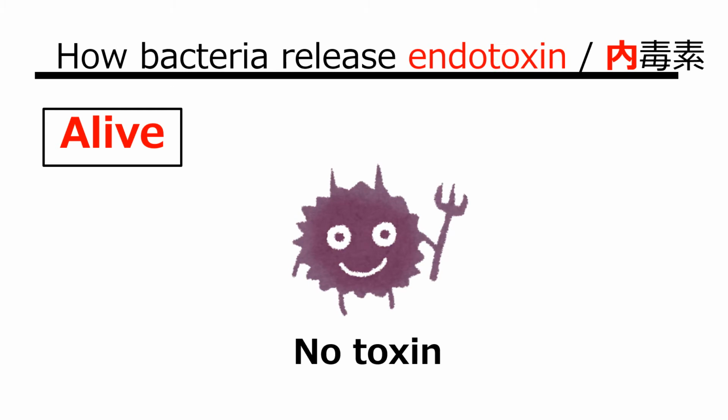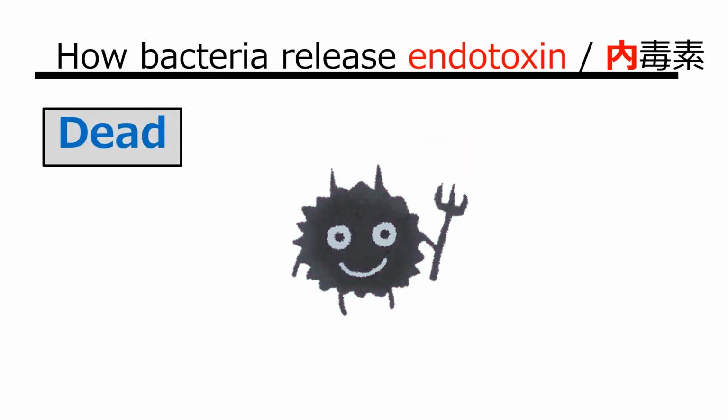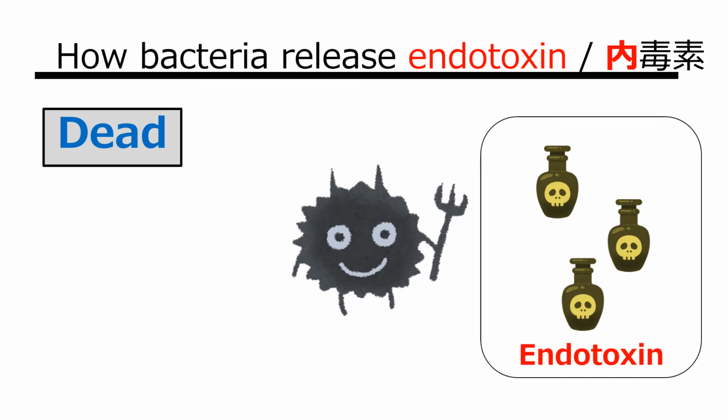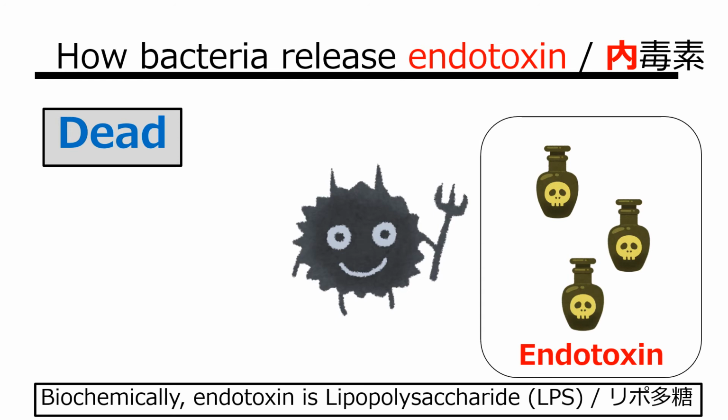Then let's move on to how bacteria release endotoxin. In the case of endotoxin, bacteria do not release endotoxin when they are alive. This is because endotoxin is a toxin which is a part of the cell wall of a bacterium. However, when they are damaged and they die, these types of bacteria release toxins from the inside. These types of toxins are called endotoxin. Biochemically, endotoxin is lipopolysaccharide, LPS, or ribotato in Japanese.